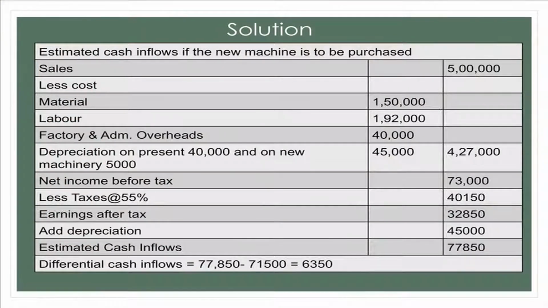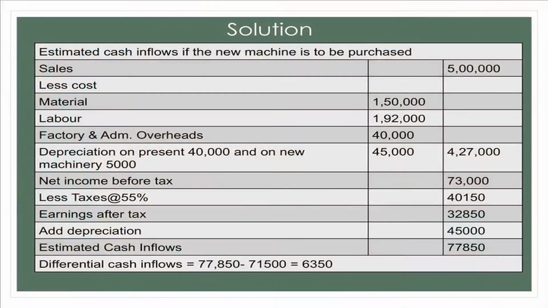So, differential cash flow we have got. We have to apply the differential technique to ascertain, if we are going to buy this new machinery, how much inflow is increased. It is increased by rupees 6,350. Before this option we had inflows of 71,500, and by replacing the machinery we get 77,850 minus 71,500, which is 6,350.